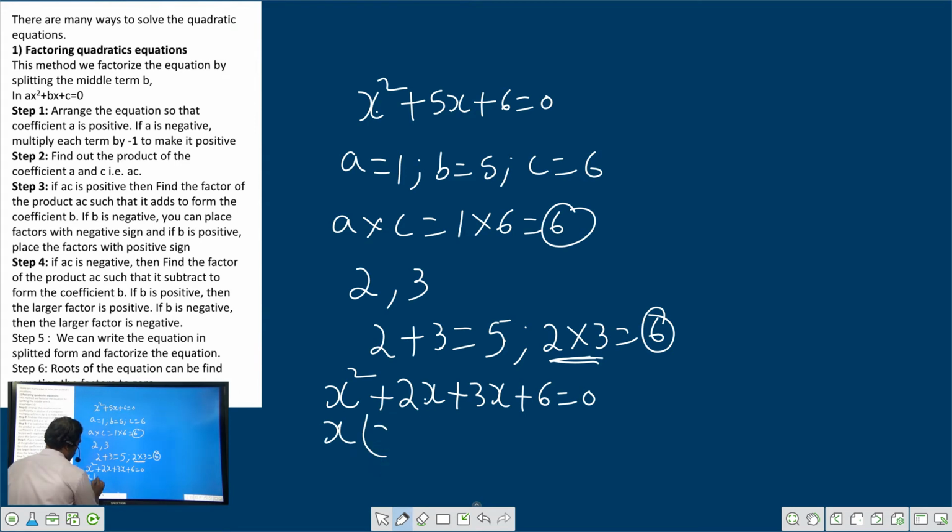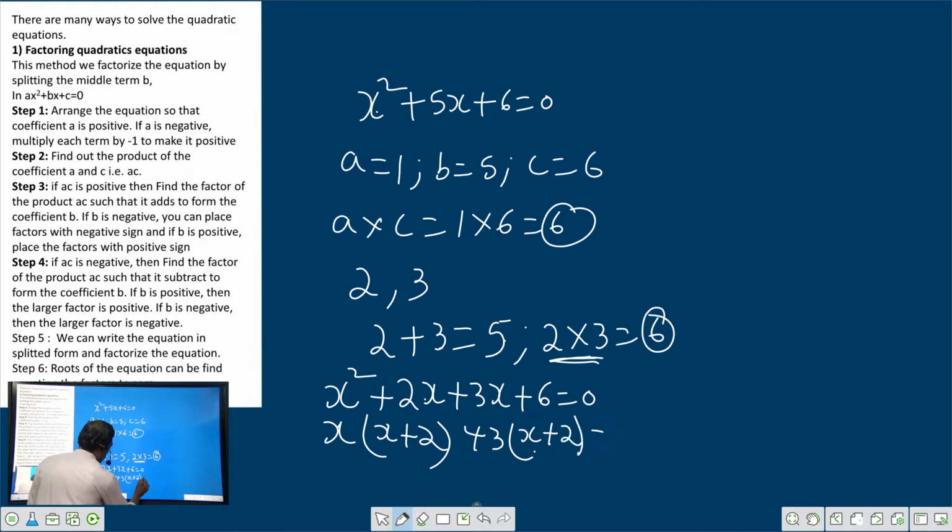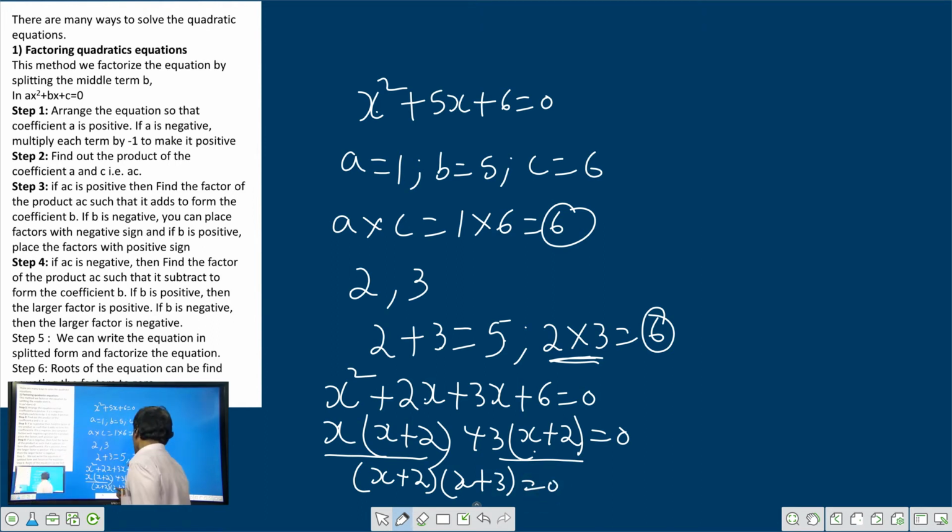Take what is common: in x square plus 2x, x is common, leaving x plus 2. What is common in 3x plus 6? 3 is common, 3 into 2, leaving x plus 2. So once again there are two terms here. X plus 2 is common, sorry. The common factor is x plus 2, and the remaining is x plus 3. Okay, x plus 2 into x plus 3. This is the first one.